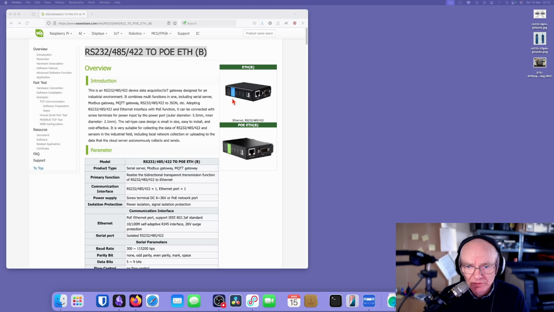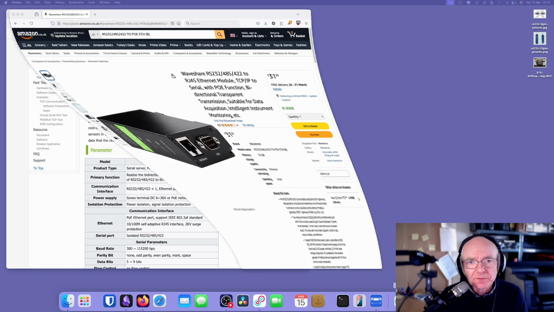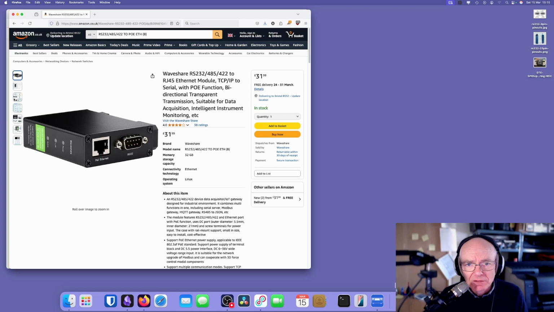They do supply a version with a blue patch, which is the one that cannot be powered from the Ethernet cable. Your choice. Apart from that, they should operate exactly the same. The unit was that one. So I'm obviously in the UK, so you can see that it costs £31.99, but I would expect these to be available wherever you are in the world.